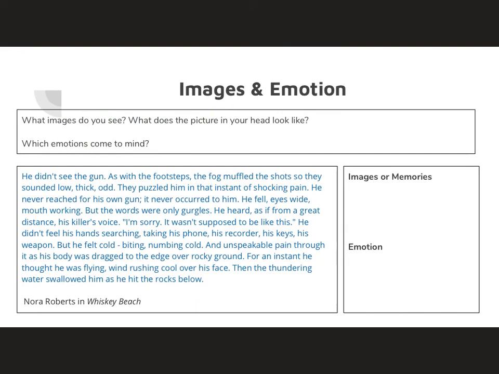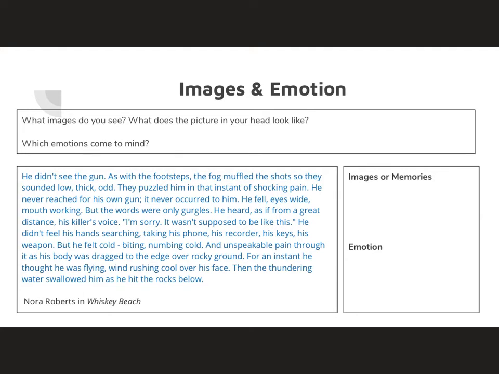So here's what's next. What we're going to do is we're going to read a short vignette, and we're going to be looking for images and emotions that the author is trying to convey to us. So you'll see the prompts up here are: what images do you see, and what does the picture in your head look like? Every reader is going to have a different picture in their head. Secondly, which emotions come to mind? So which emotions does this draw up for you?